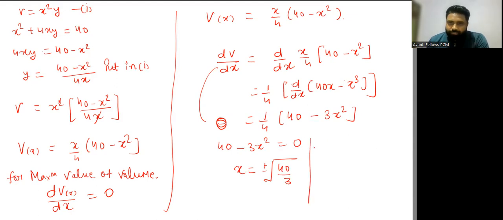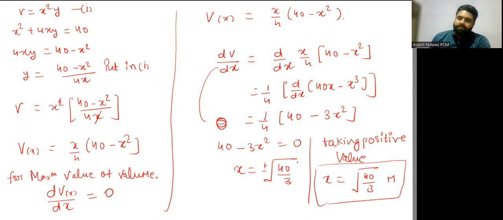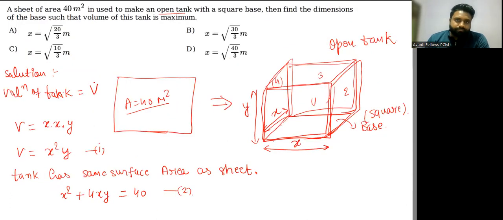Now we have to take only the positive value, because length cannot be negative. So taking the positive value, x is equal to square root of 40/3 meter. So this should be the value of x, or the square base dimension. So option D is the correct option. Okay. So this is the dimension of the base.